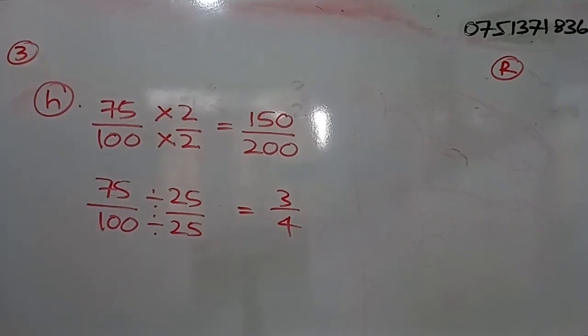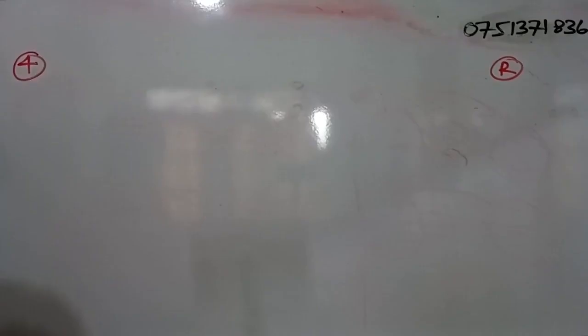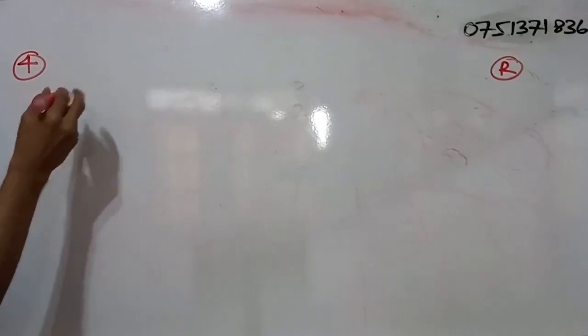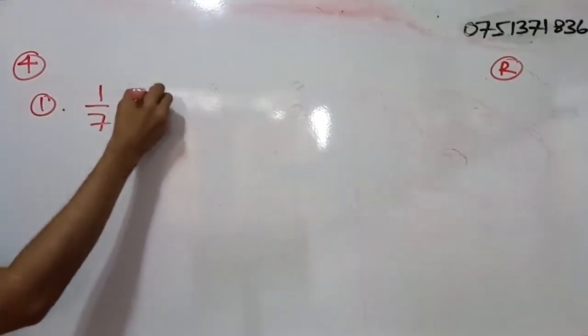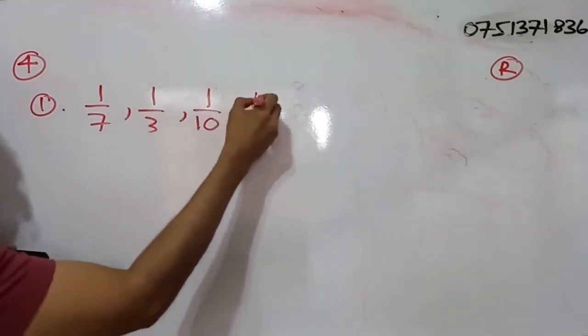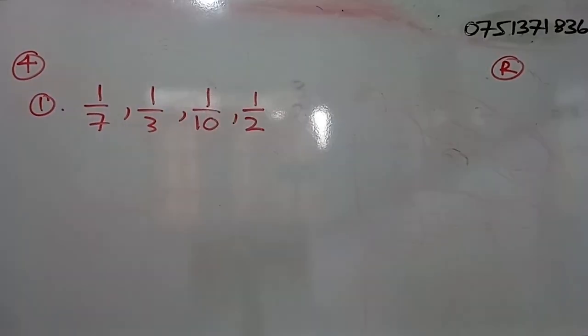Right? Okay. Question number 4. Write the fractions in each of the following parts in ascending order. So the first one, what do we have? We have 1 by 7, 1 by 3, 1 by 10, 1 by 2. So ascending means what? From the smallest value to the largest value.